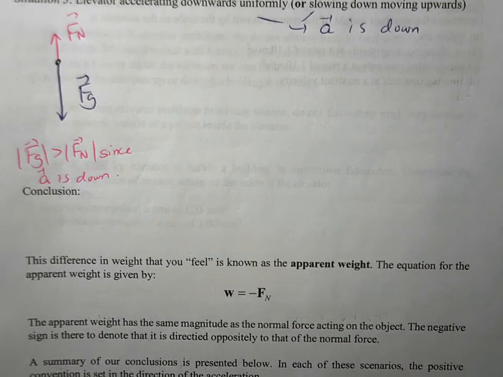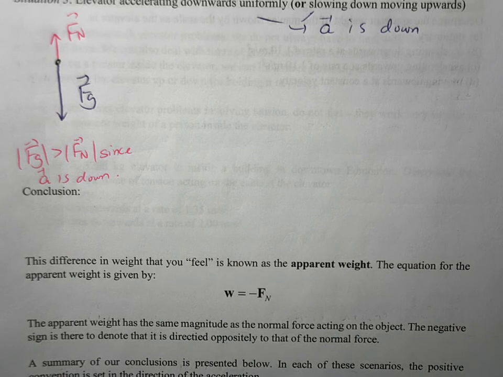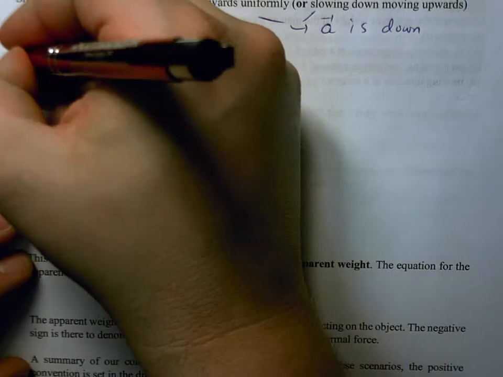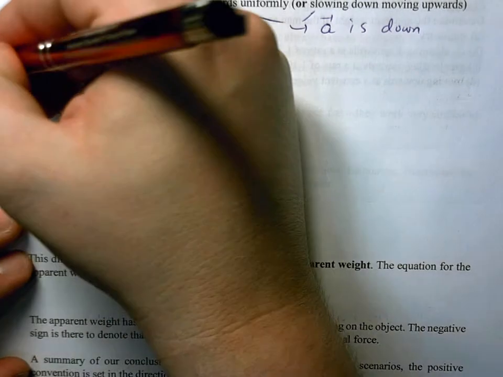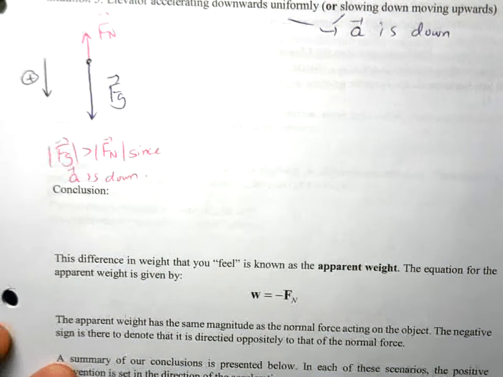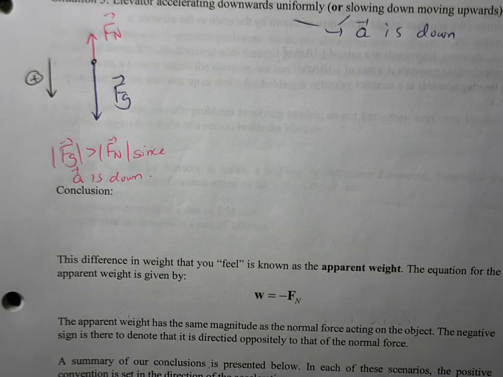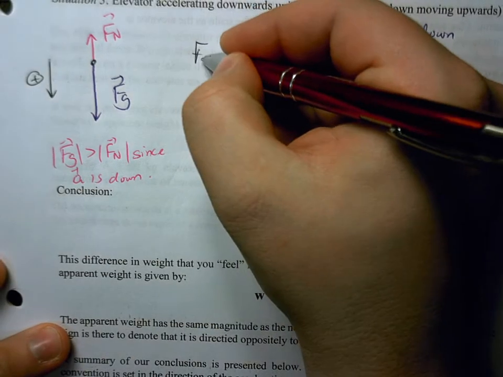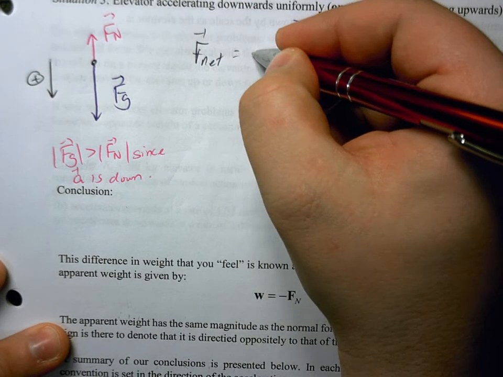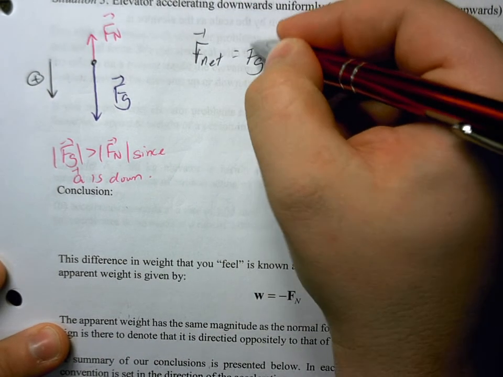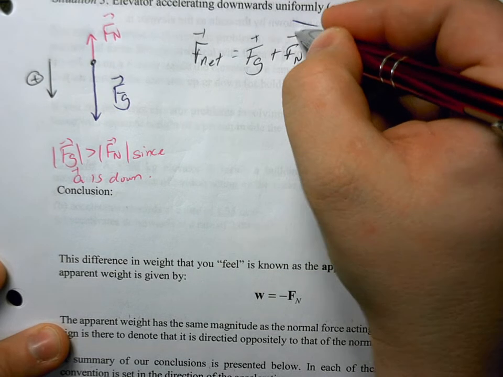Now in this case here, because the net force is down, this is where I want to switch gears just slightly. I want to call the down direction positive. That's what I'm going to do for this question here. It doesn't change anything. As long as you're consistent with your directions in the problem, you'll be okay. So I can still write my net force statement. So I can write Fnet is equal to Fg plus Fn.